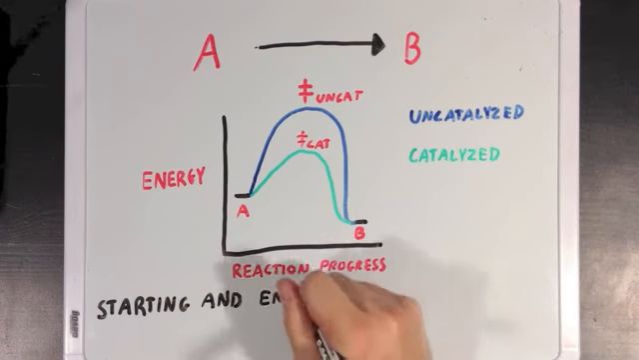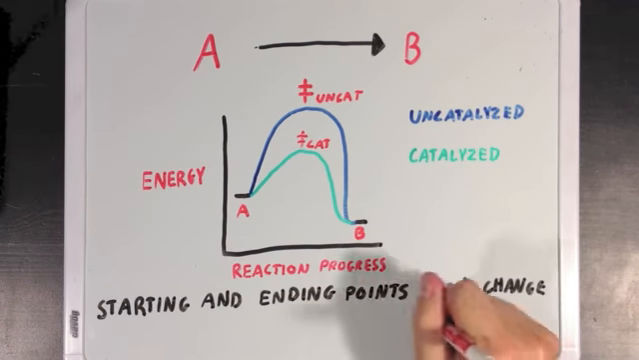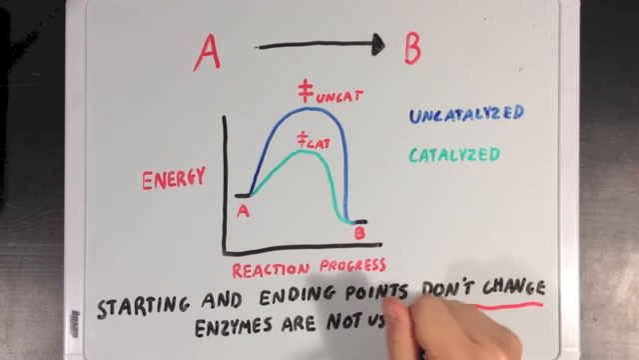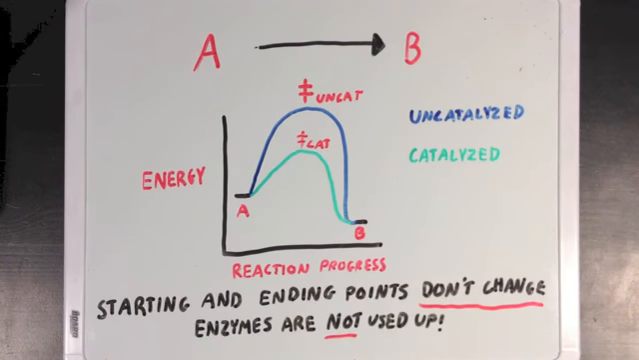Now, it's really important to recognize that, like our example where you're trying to climb the hill, the enzyme will not be changing the starting and ending points of the reaction. It doesn't change molecule A or molecule B. Your starting and ending points are always the same, and the only thing that changes is the path that you take to get from A to B. Now, since our starting and ending points aren't changing, it follows that the enzymes are not used up when they catalyze a reaction, and there is no permanent change to the enzyme following a reaction.